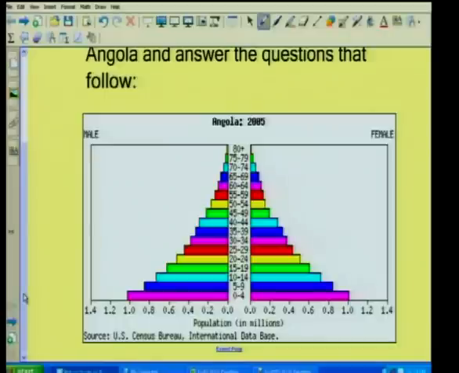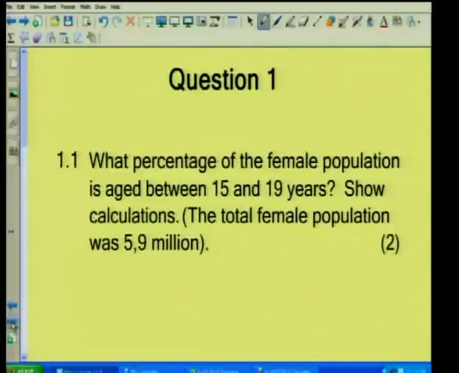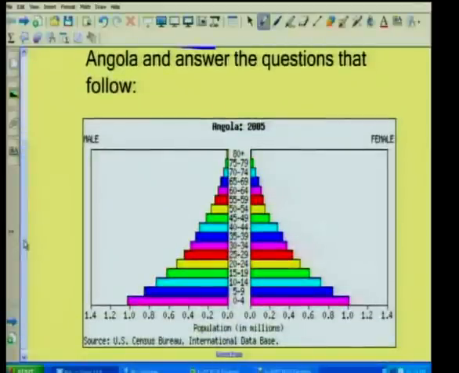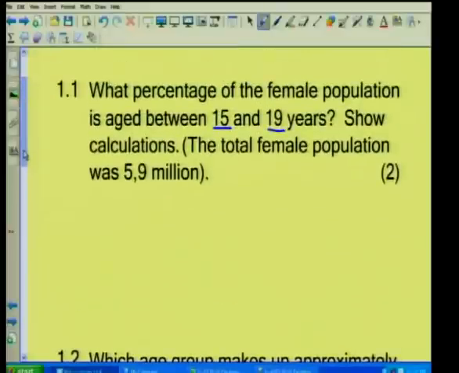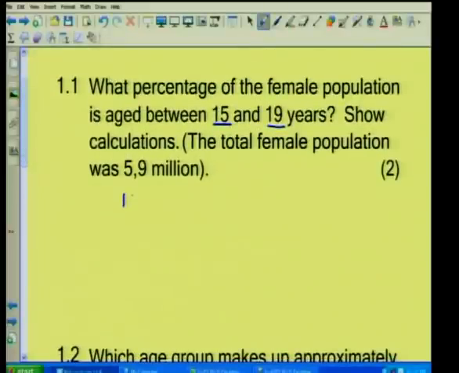Looking at this data, we now have to look at our questions. What percentage of the female population is aged between 15 and 19 years? Show your calculations. It gives us the information that the female population is 5.9 million. If we go back to our graph, we can't just go 5 to 19 and take a ruler and draw a line down here. So 0.6 million of the females are going to be sitting here. We have to say that it's 0.6 million, not of 1 million, but of all these amounts added together, which they said gives us approximately 5.9 million. So the way we'll calculate this, because remember, we must show all calculations, is: 15 to 19 equals 0.6 million.